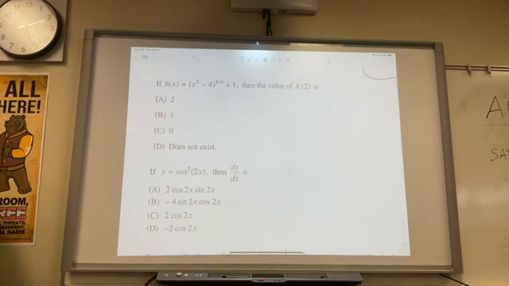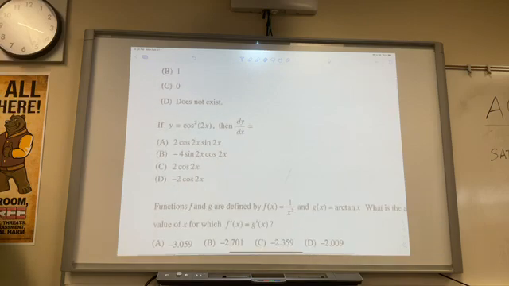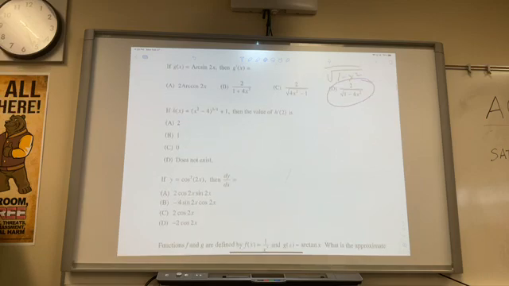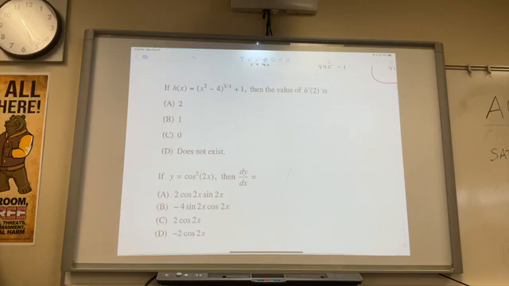Ooh, the next two are easy dubs. What are these called? Chain rule questions. Okay, do the next two. Do those by hand to see what you get.